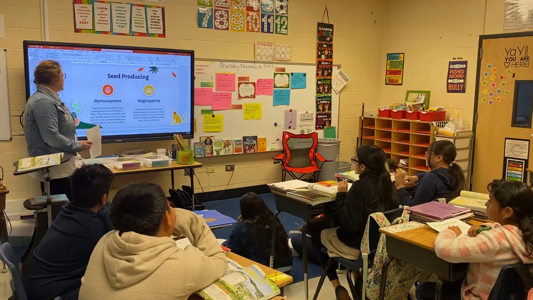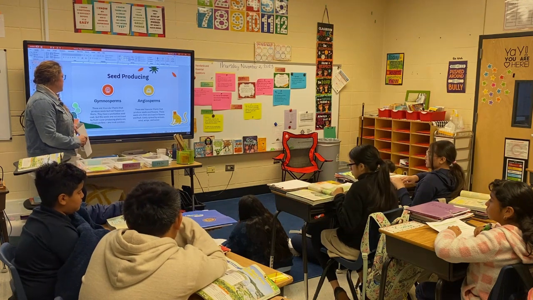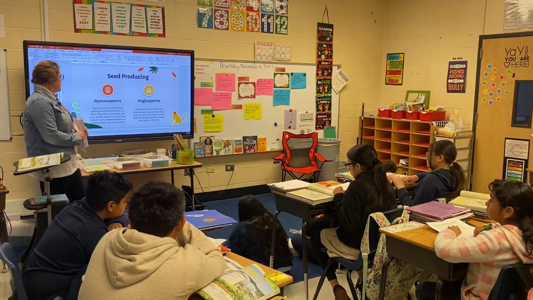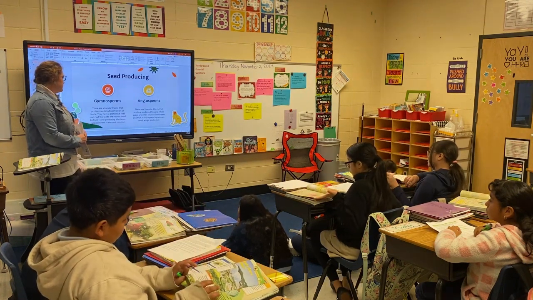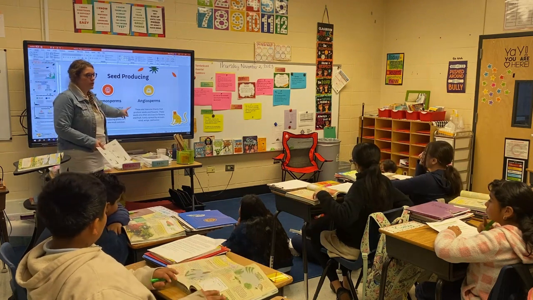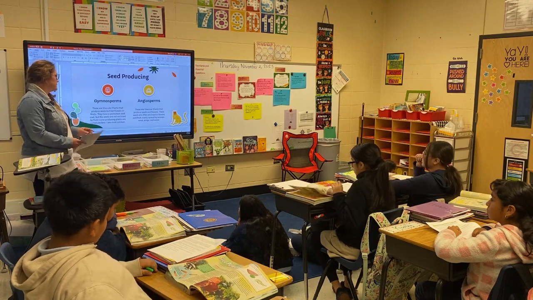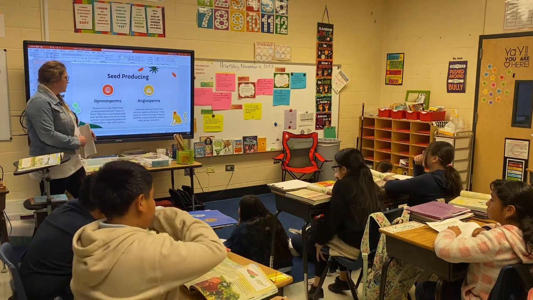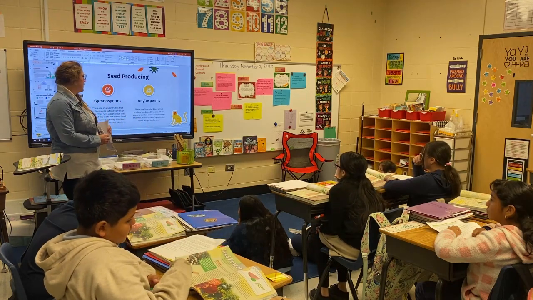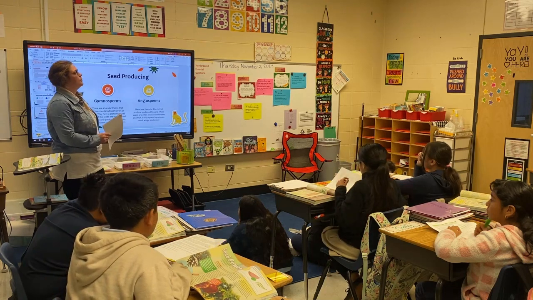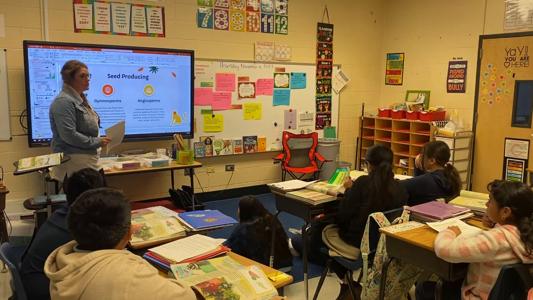Gymnosperms are vascular plants that produce seeds, not flowers or fruits. This seed has a protective coating. It is not enclosed by fruits. It is usually a cone-producing plant, and cones are most common with gymnosperms. And then angiosperms are another type of vascular plant that produces seeds and flowers, and sometimes fruits.